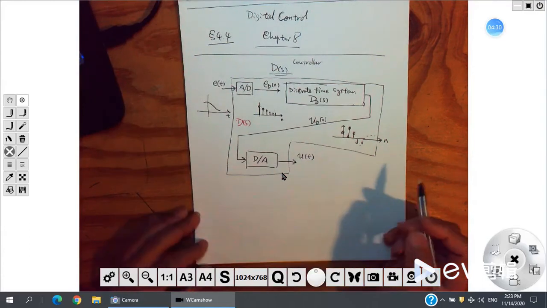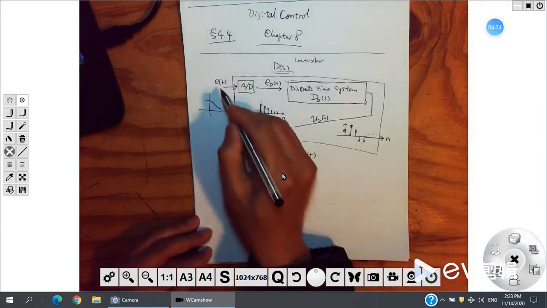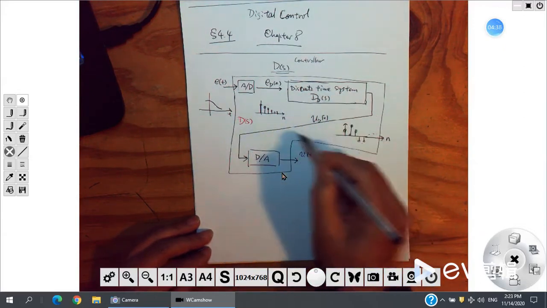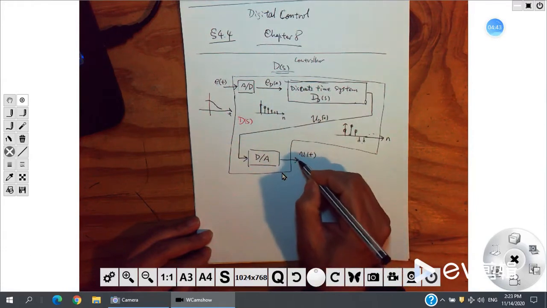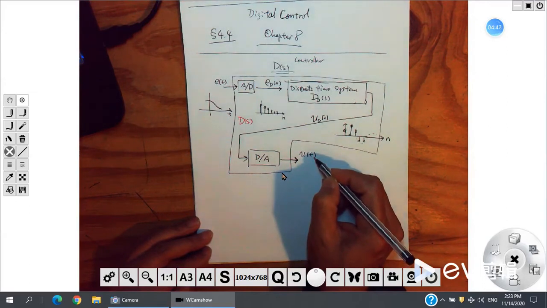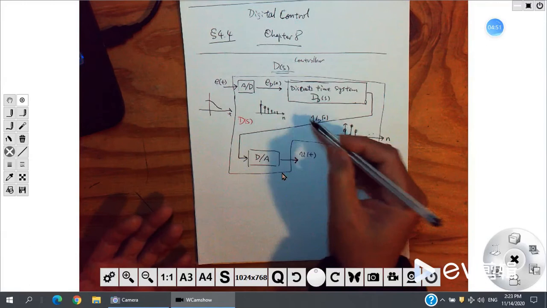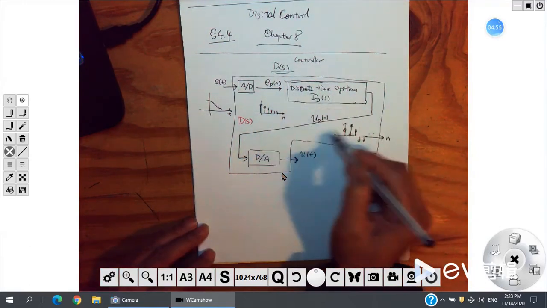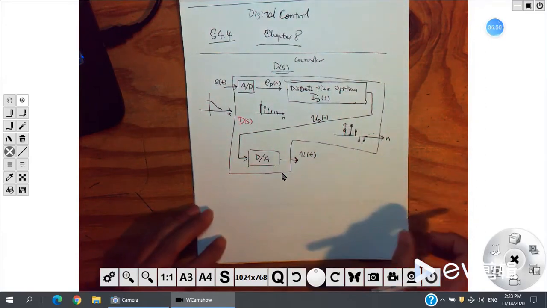So when you look from outside, you see the input is an analog signal, then you have something working inside, and finally you get the output, which is also an analog signal. So it looks the same as just an analog system, but inside it is running in a digital way.